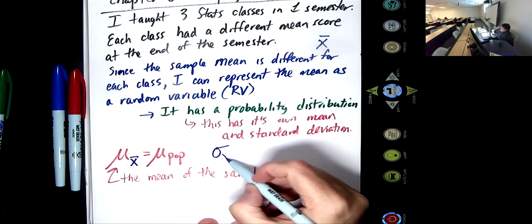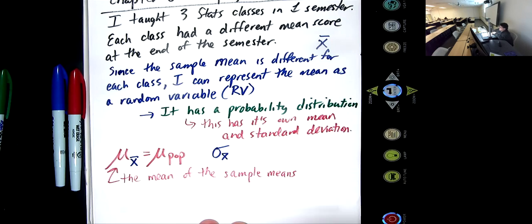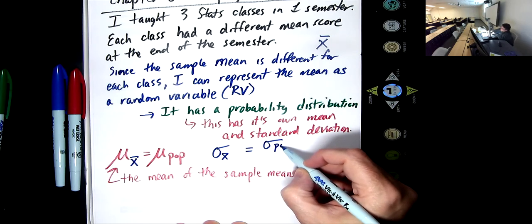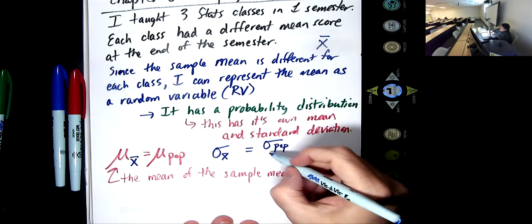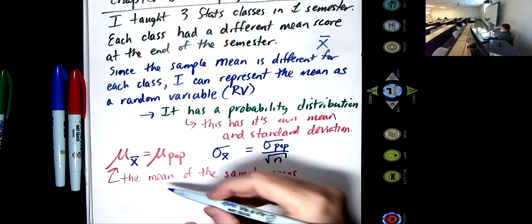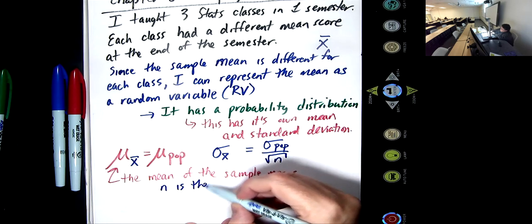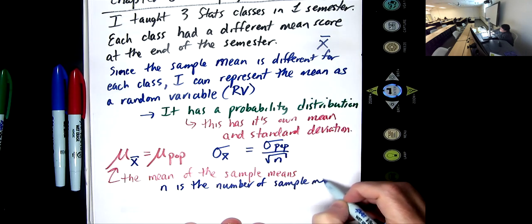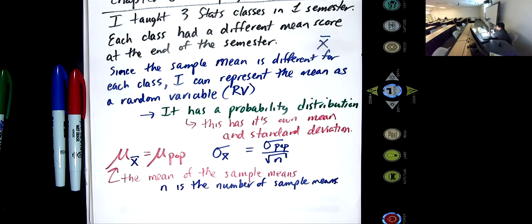And sigma x bar is the standard deviation of the population divided by the square root of n, where n is the number of sample means. Rather than doing that, let me give you an example with the standard IQ test.